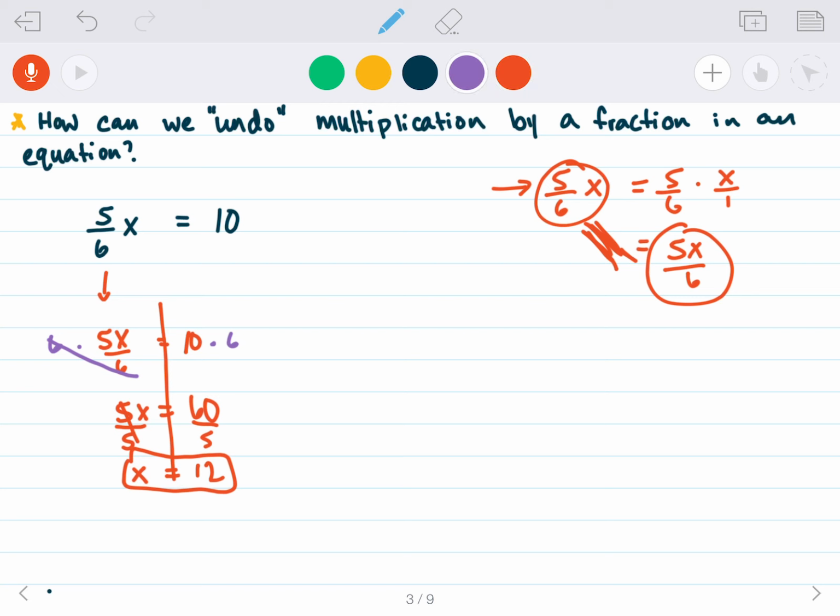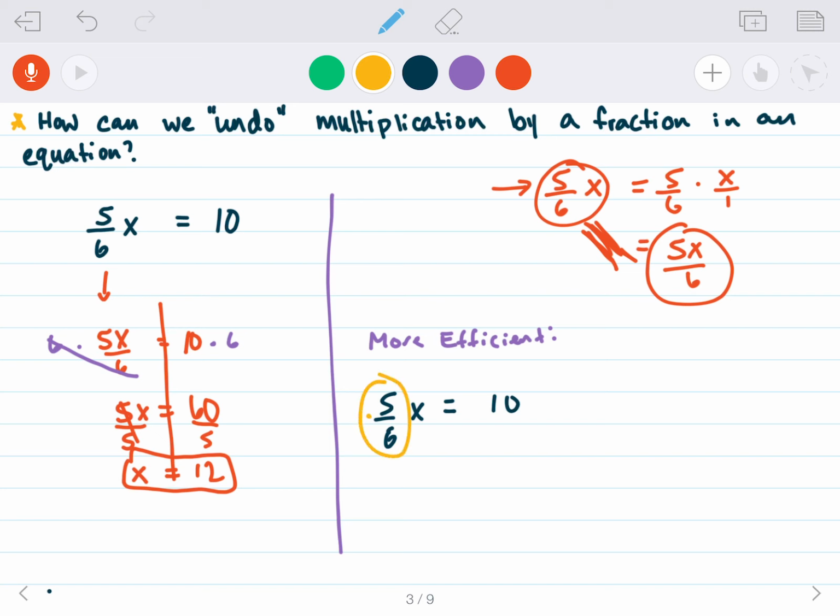The other way to think about it is more efficient. So the more efficient way, if we think about it like this. If we have 5 over 6x equals 10, so we start from the beginning of the problem, something that we can do so that we don't have to do the division and then the multiplication is we can do it in one step. And what I mean by that is we can multiply both sides by the reciprocal. So more efficient, we multiply both sides by the reciprocal.